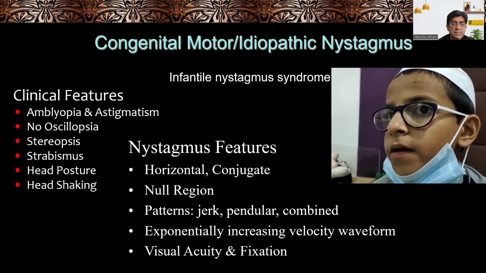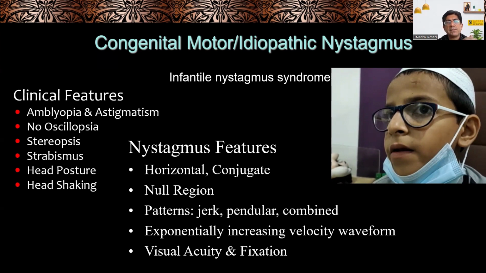It was jerk nystagmus, and this particular nystagmus type would have exponentially increasing velocity waveforms. So if you do an ENG or VNG in these particular patients, this waveform, the slow phase, will have increasing velocity waveforms. We will see ENG later. The visual acuity and fixation is slightly better.